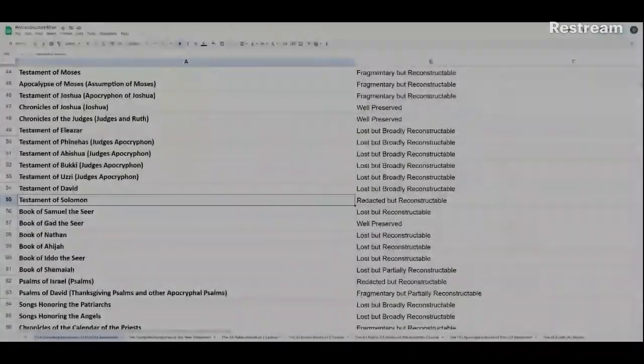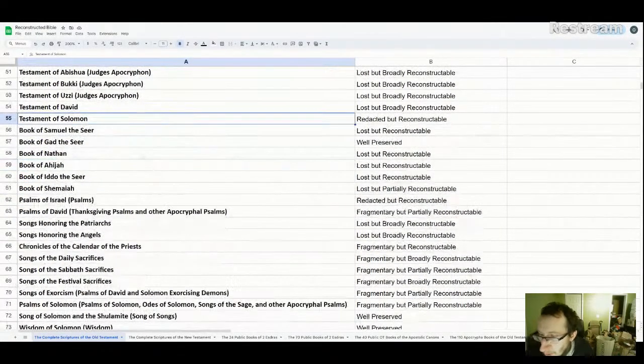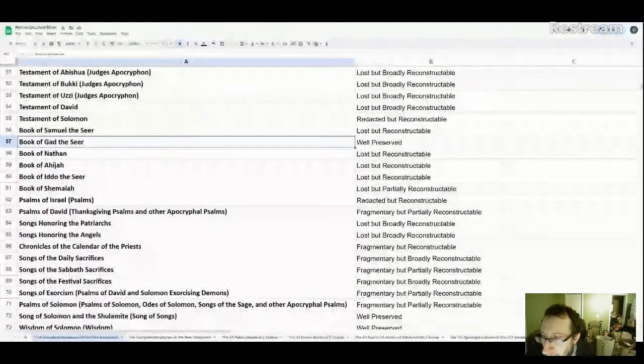So when we go to the right here for the reconstructed thing, first of all, Gad the Seer, we did find that a couple hundred years ago, and that has been published into English for the first time about 5, 7, 8 years ago, something like that. It was published within the last 10 years, finally in first English translation. From what I can tell, it seems to be well preserved.